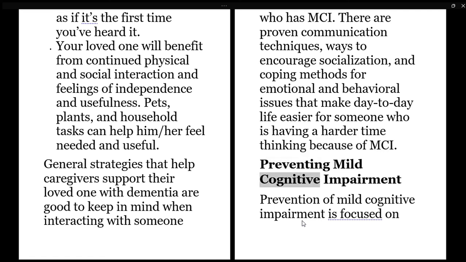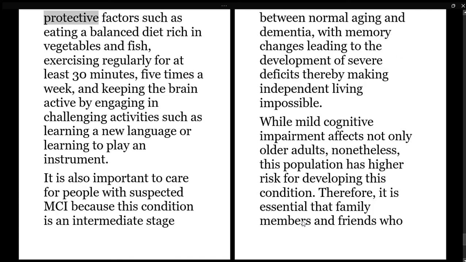Preventing mild cognitive impairment. Prevention of mild cognitive impairment is focused on protective factors such as eating a balanced diet rich in vegetables and fish, exercising regularly for at least 30 minutes, 5 times a week, and keeping the brain active by engaging in challenging activities such as learning a new language or learning to play an instrument.